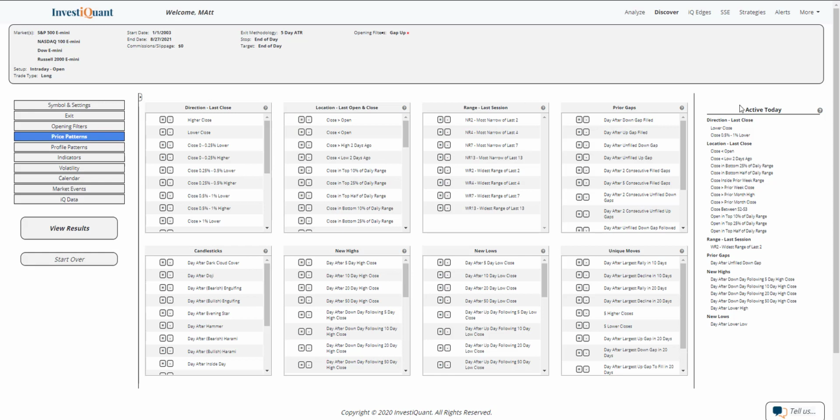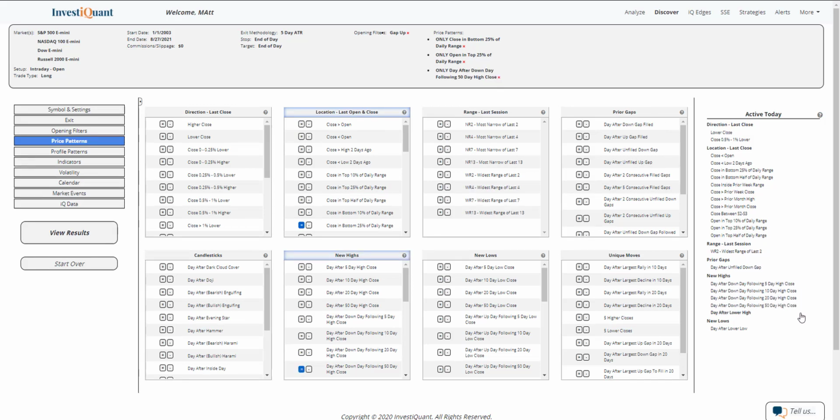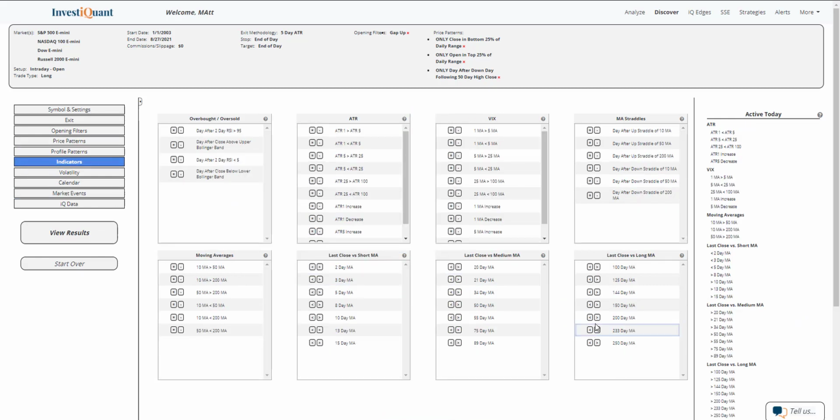And I can do that by going over to the active today. I can say that it closed in the bottom 25% of the daily range, and I can say it opened in the top 25% of the daily range. And then I'm also going to add that this pattern of weakness came on the heels of a 50-day high close. So I'm just going to come on down here and click day after 50-day high close. Lastly, I'm going to go into the indicator section, and I'm going to say that we are still above a 10 and 200-day simple moving average. Now I can click View Results.